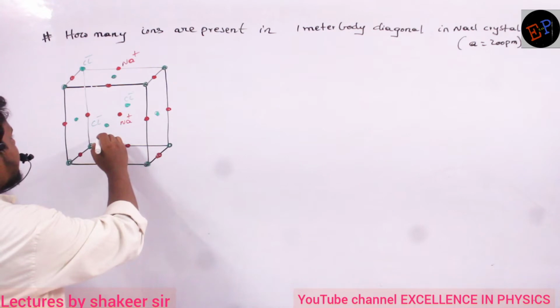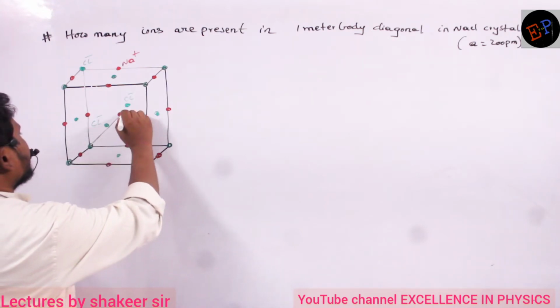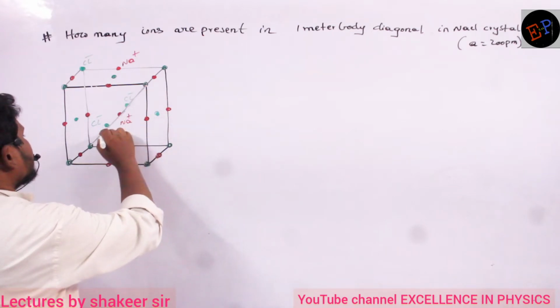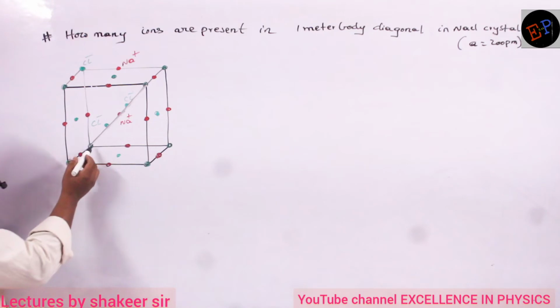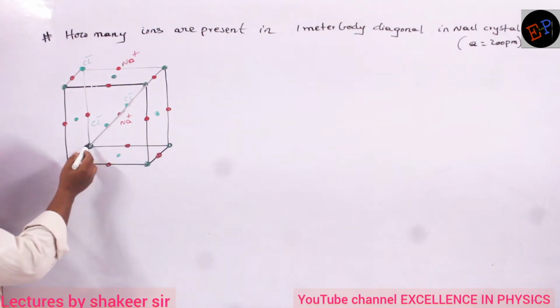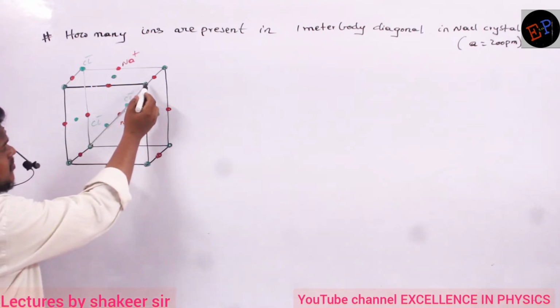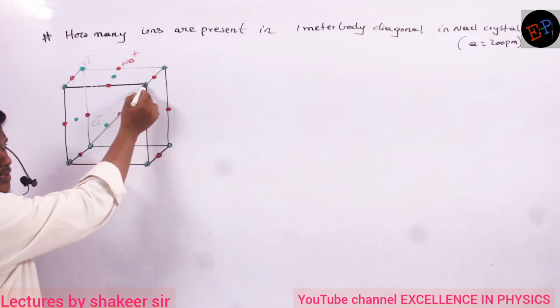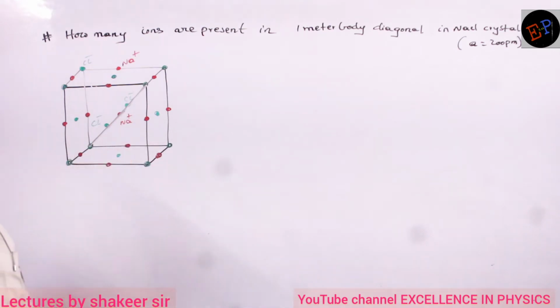I will do one thing, ma. I will draw this line. So this line also will become a body diagonal, no, ma? This Cl minus ion is present inside the board, behind the crystal. Then what about this Cl minus ion? It is present out of the board. So definitely that will become the body diagonal only, no?